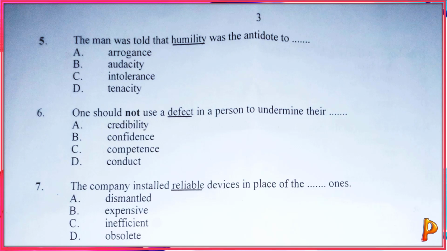Question 7. The company installed reliable devices in place of the dash ones. A. In place of the dismantled ones. B. In place of the expensive ones. C. In place of the inefficient ones. D. In place of the obsolete ones. The correct answer to this question is answer C. The company installed reliable devices in place of the inefficient ones.